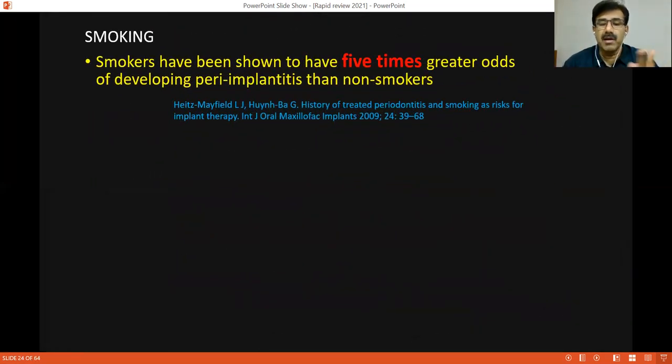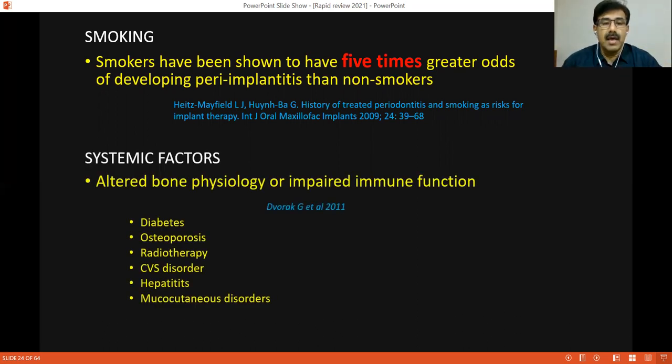Third risk factor, as with periodontitis, smoking is an important risk factor, and smokers have five times more chance of developing periimplantitis than non-smokers. Any systemic factors which have an effect on bone physiology or which impair immune function have a significant role, or are a potent factor for the development of periimplantitis. All these diseases which alter the bone physiology, diabetes, osteoporosis, all these are risk factors for development of periimplantitis.